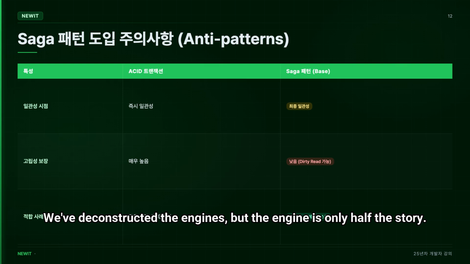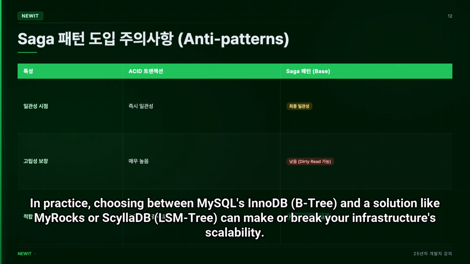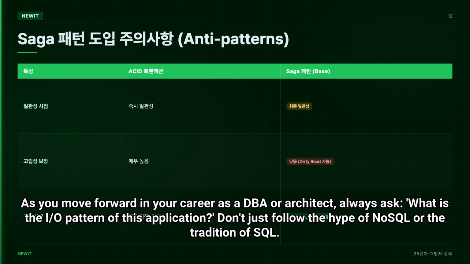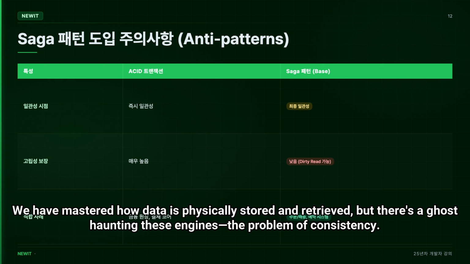We've deconstructed the engines, but the engine is only half the story. In practice, choosing between MySQL's InnoDB B-Tree and a solution like MyRocks or ScyllaDB's LSM-Tree can make or break your infrastructure's scalability. Remember, B-trees favor the reader, while LSM trees favor the writer. As you move forward in your career as a DBA or architect, always ask, what is the I/O pattern of this application? Don't just follow the hype of NoSQL or the tradition of SQL. Look at the disk access patterns.